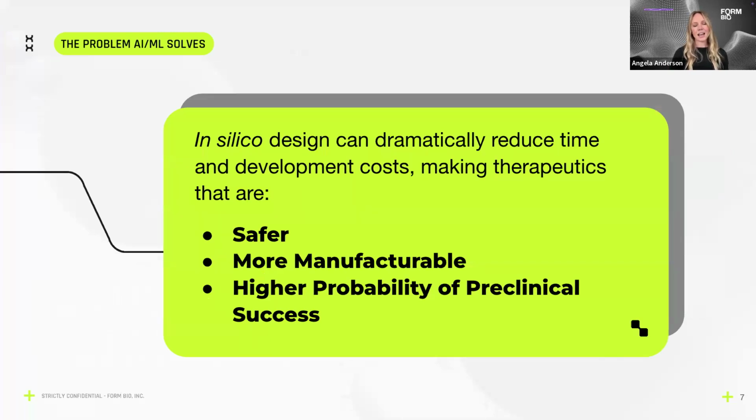In silico design can dramatically reduce time and costs by using AI and ML modeling to optimize and de-risk vector design. So ultimately, this enhances the safety, manufacturability, and probability of preclinical success for therapeutics.